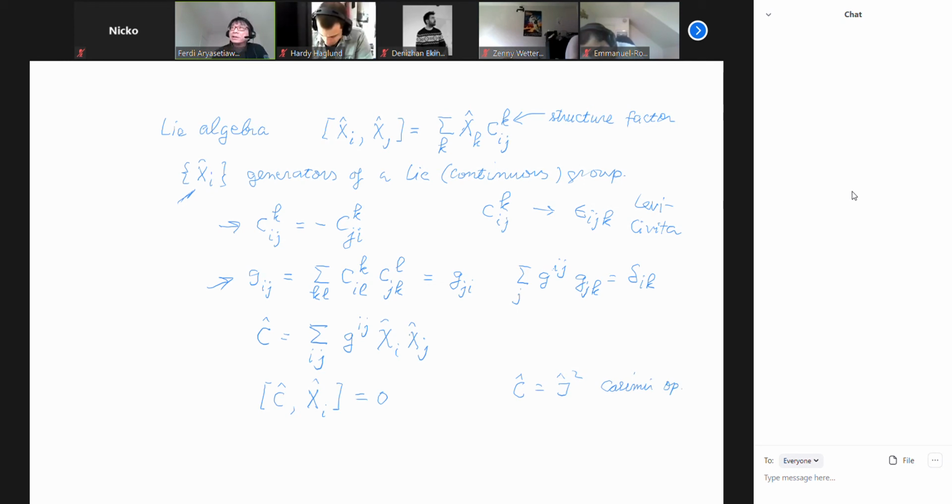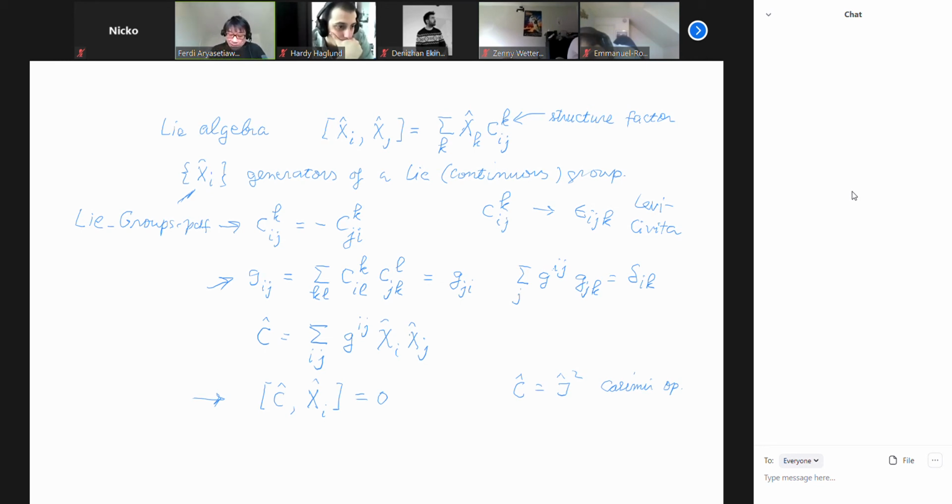I have all this in a separate note. I think it's called Lie groups. If you look at the directory, you will find this Lie groups.pdf. I have all the details, so I'm not going to derive it here because it's quite lengthy to show that this is equal to 0. So I'm just trying to give a kind of general picture of what we are doing here from a more general perspective.